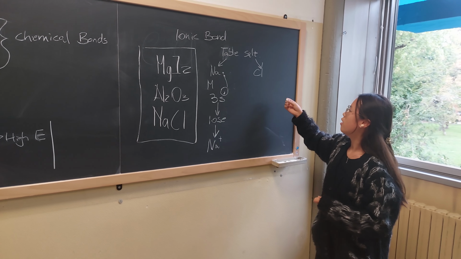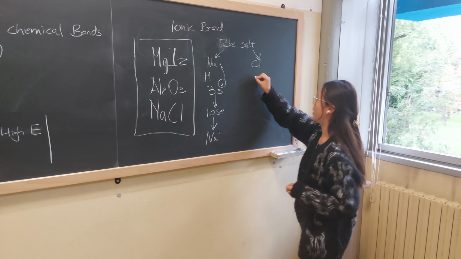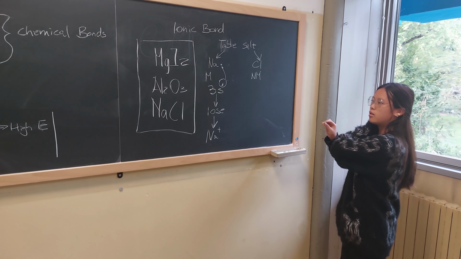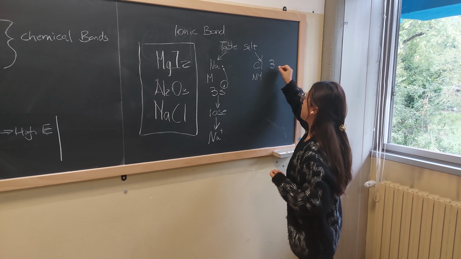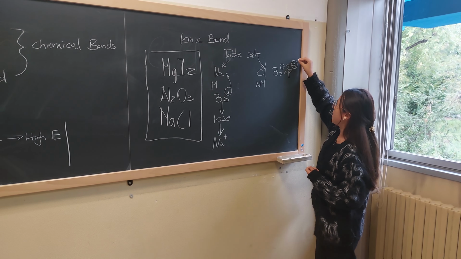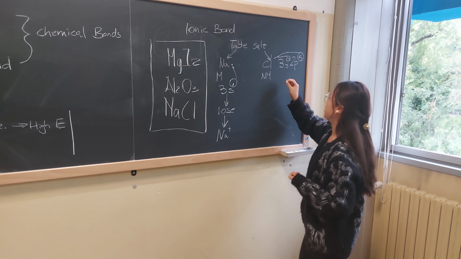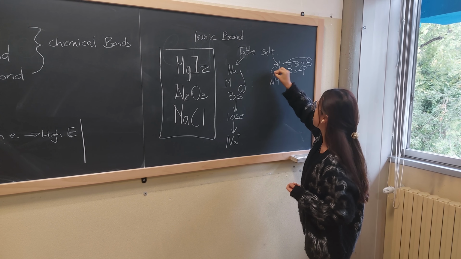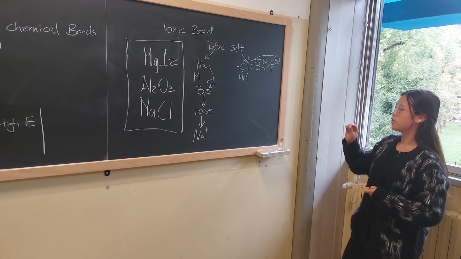Then we have chlorine, which is located in the right part of the periodic table, so it is a non-metal, and its outermost electronic configuration is 3s2, 3p5, which means it has 7 electrons in the outermost level. With the Lewis dots, we can represent it like 1, 2, 3, 4, 5, 6, and 7. So to reach the stable outermost configuration, chlorine has to gain an electron.